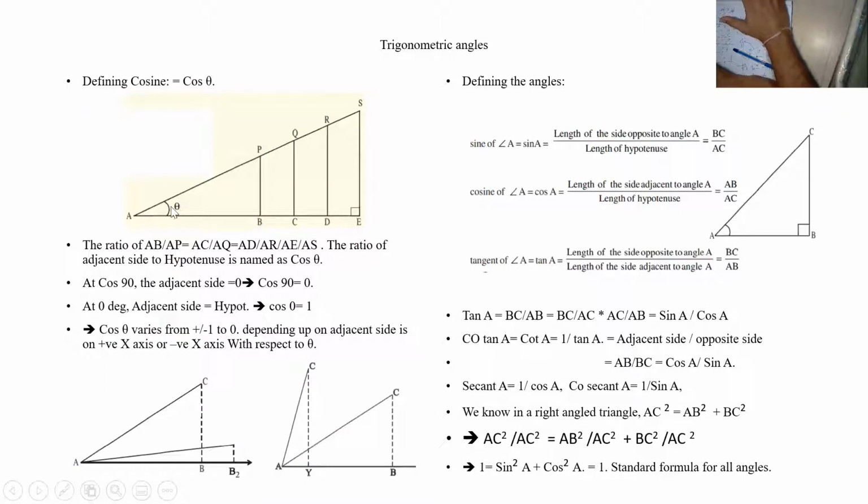Now cos theta. This ratio AB by AP, AC by AQ, AD by AR, AE by AS is also the same. The ratio is the same. Can this ratio be more than 1? It cannot be more than 1, because the hypotenuse is longer than any of the other sides. So this ratio, opposite side by hypotenuse, we defined as sine theta. Now this is the adjacent side. Adjacent side by hypotenuse we define as cos theta.